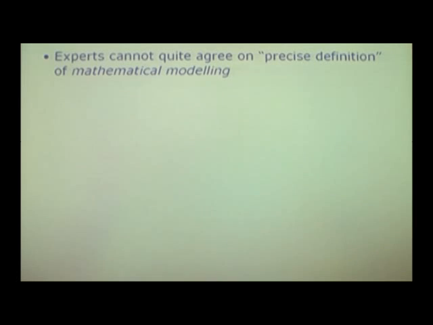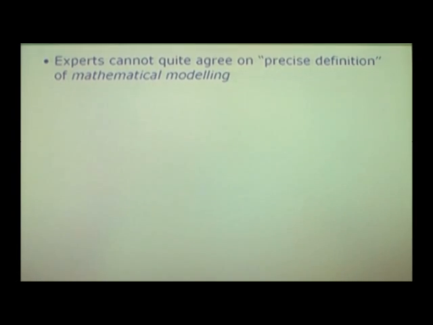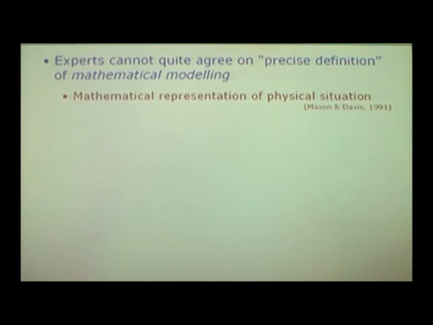So we begin with what is mathematical modeling. I've searched the literature on how experts view this idea of mathematical modeling and how they really define what it is about. My conclusion after looking at various journal articles, papers, books, and so on is that even the experts can't really agree on a very precise definition for mathematical modeling. These are what some of them say. Some say that it is simply a mathematical representation of a physical situation, as simple as that.